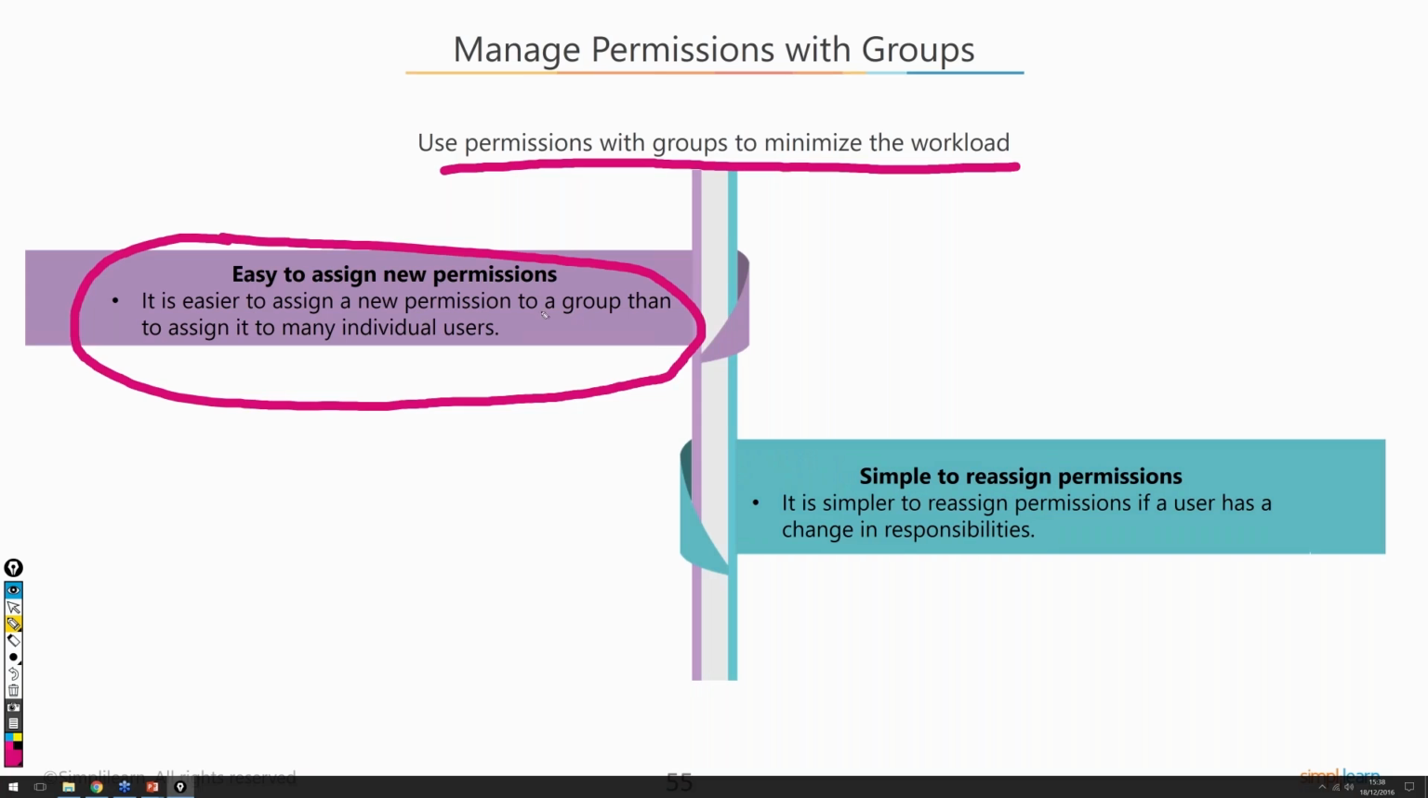It's easier to assign new permissions to a group than assign to many individual users. As I said, if you have a single account as a group, for example, and then you have 50, 100, 200 users that want to use AWS, guess what? If you have a change in your policy and you granted individual permissions to everyone, well, and you need to change this, well, good luck. You have to do it 100 times.